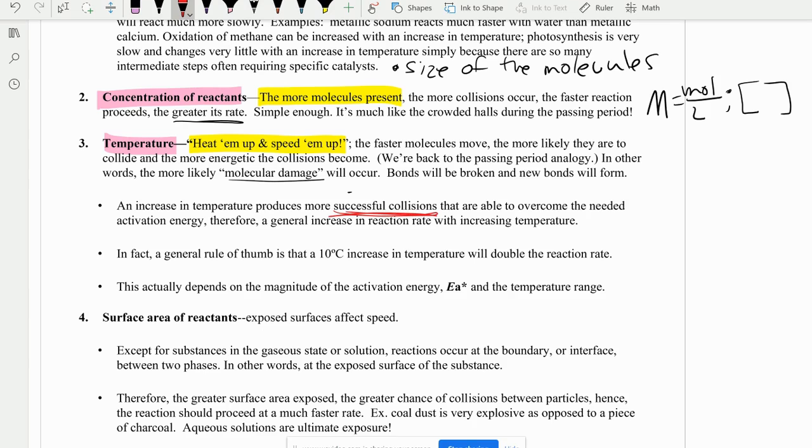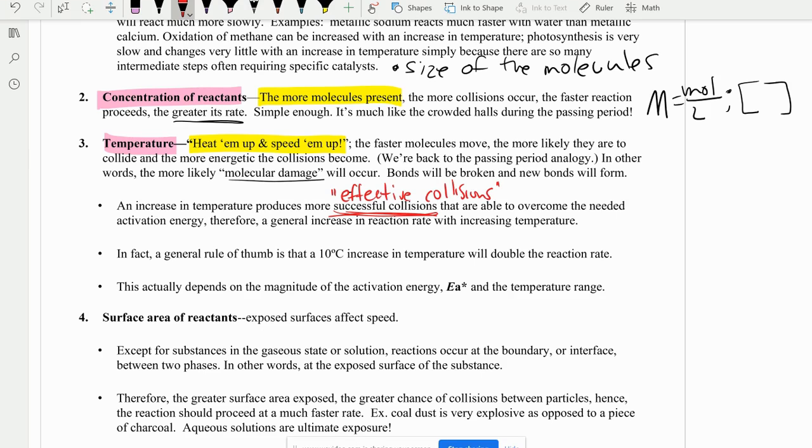Now, this is important because in AP chemistry, when you're answering questions, you need to be able to speak the language of chemistry. So successful collisions is something I want you to add to your vocabulary. Sometimes you'll actually hear me call successful collisions effective collisions. So I want you to also write that in your note.